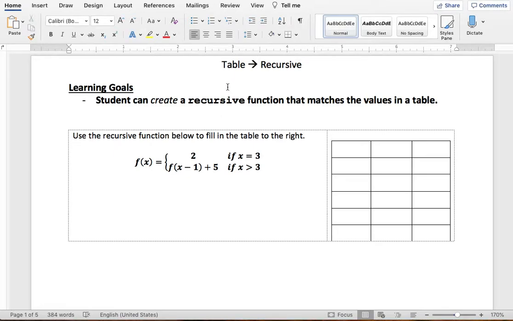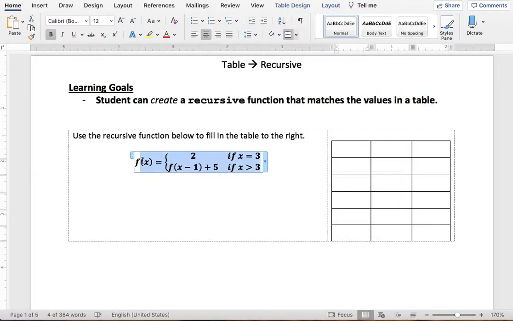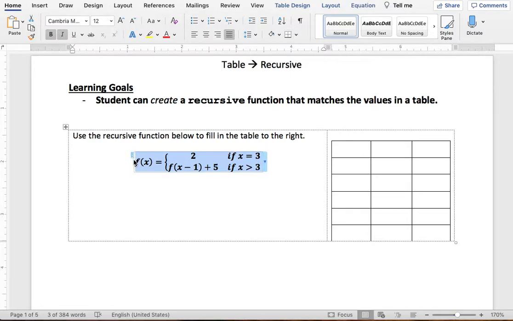This video is on how to create a recursive function that matches a table of values. Specifically, we're going to be talking about when the table has an exponential, a linear, or a quadratic pattern. First, before we do that, let's remind ourselves how to create a table of values that matches a recursive function.